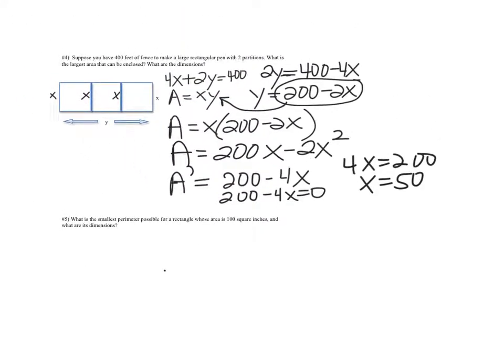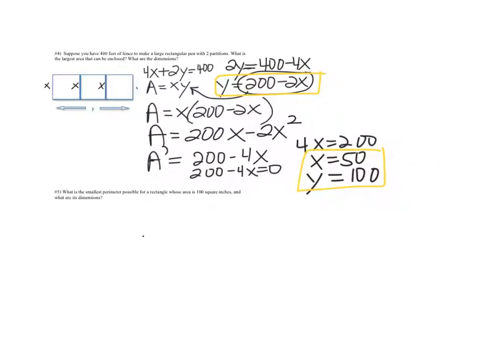So x is 50, then that means y would be 100. You go back to where you solved for y. Y was 200 minus 2x. So those are my dimensions, a 50 by 100 pen. And then the largest area, that's up to you. You can go to x times y. You can go to x times 200 minus 2x.